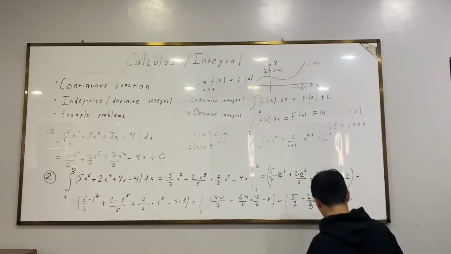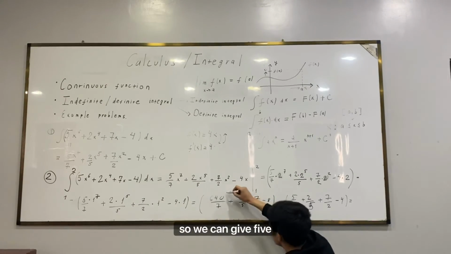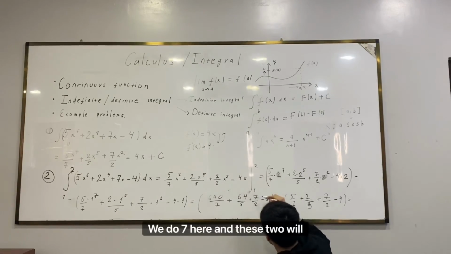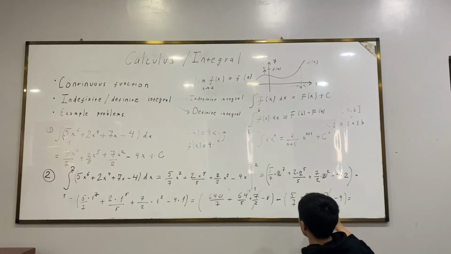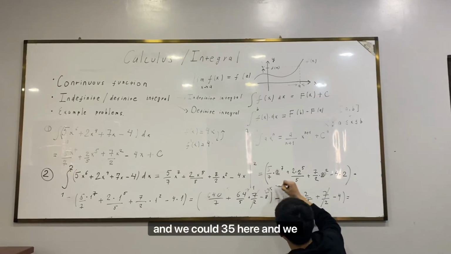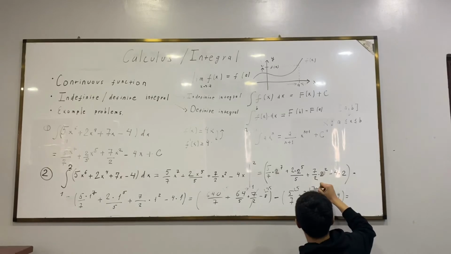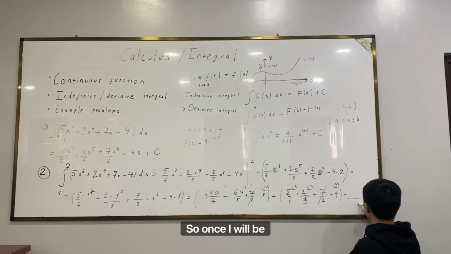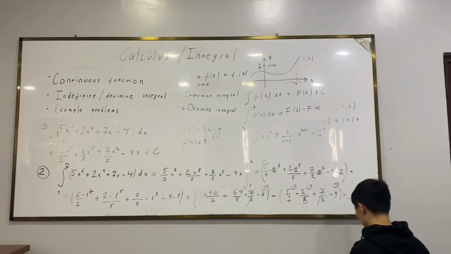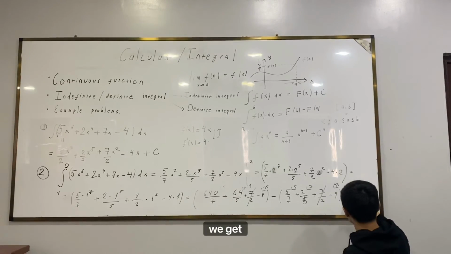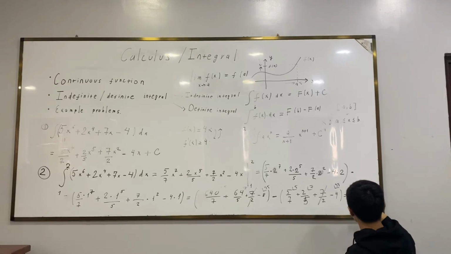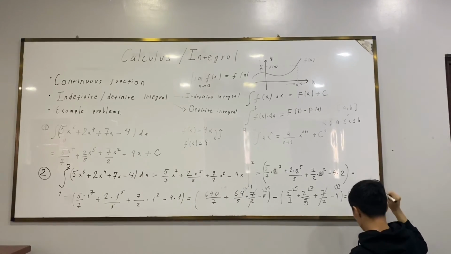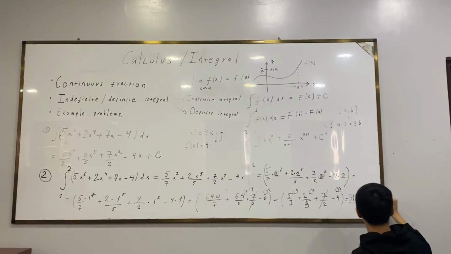Okay, so we multiply by 5 here, by 7 here, and these will cancel, and we put 35 here. So the bottom side will be 35, and from the first one we get 3,175 plus 434 minus 140.